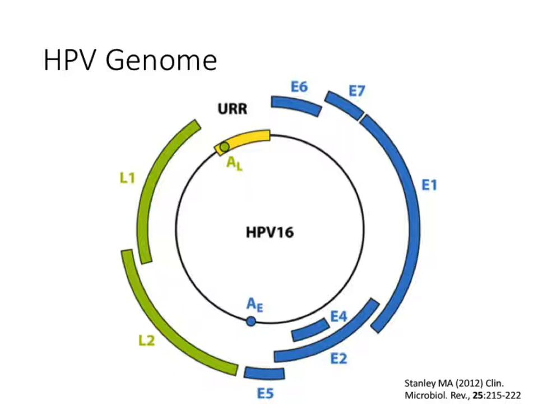Couple of things I want to point out here. There's a region known as URR. Our book refers to this as an LCR, which stands for Long Control Region. URR, Upstream Regulatory Region. This contains the origin of replication. So that's where replication obviously would begin from. It also contains the promoters to drive transcription. There are 3 promoters and they're all located right here. Transcription for this always occurs in the clockwise direction as is shown.